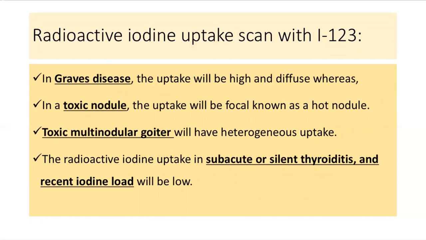A radioactive iodine uptake scan with iodine 123. In Graves' disease, the uptake will be high and diffuse. In toxic nodule, the uptake will be focal, known as hot nodule. In toxic multinodular goiter, we will have a heterogeneous uptake. And radioactive iodine uptake in subacute and silent thyroiditis and recent iodine load will be low.